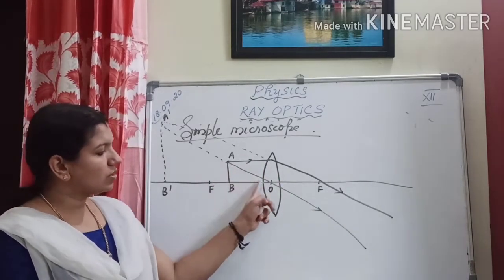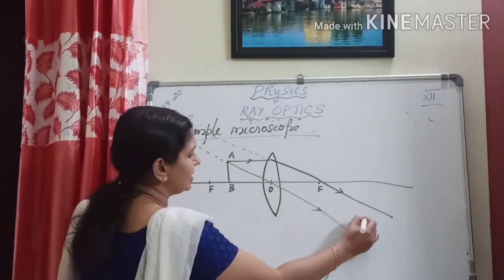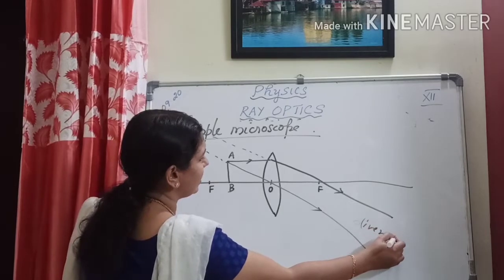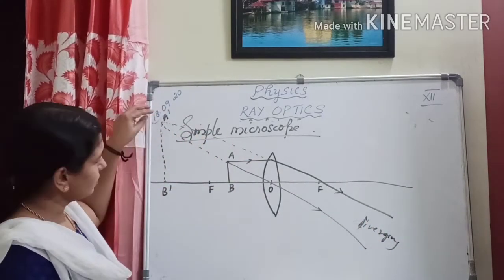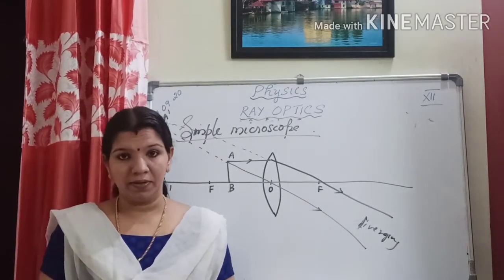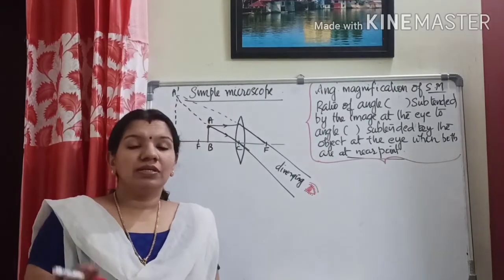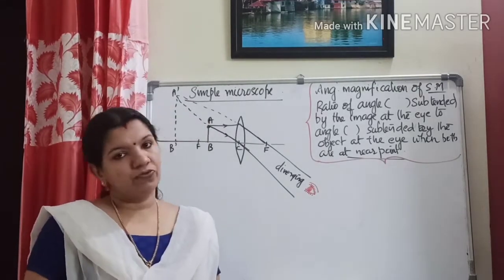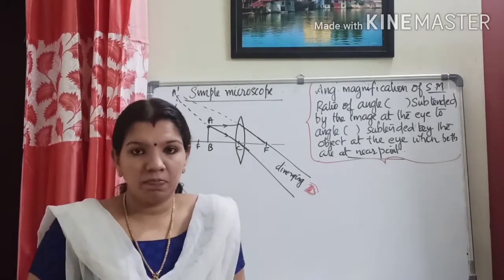Okay, so here the first ray passing parallel to the principal axis passes through the focus. Second ray passing through the optic center. Now both are like diverging rays, isn't it? Diverging, the rays are diverging so that it will meet somewhere here, and there you are getting an image which is magnified.